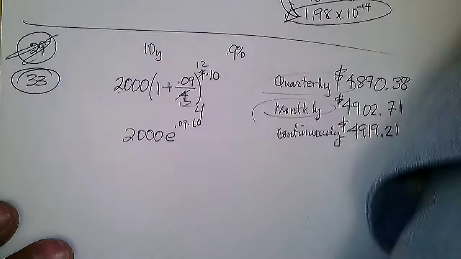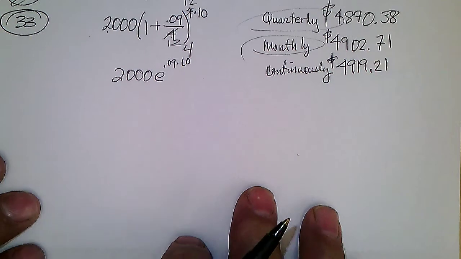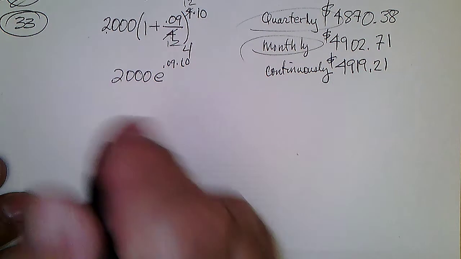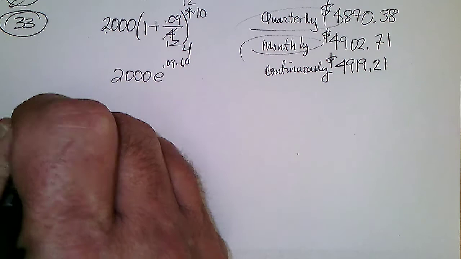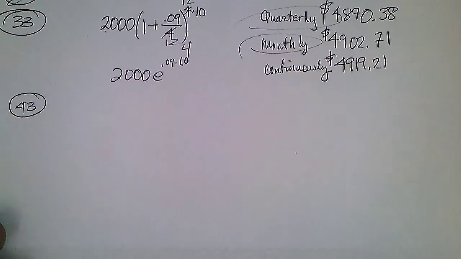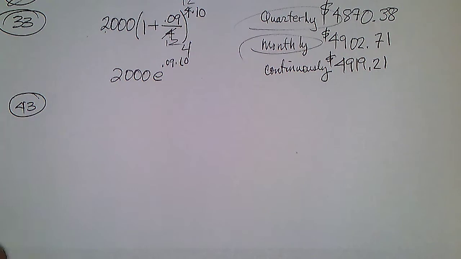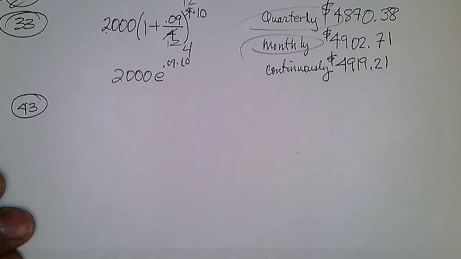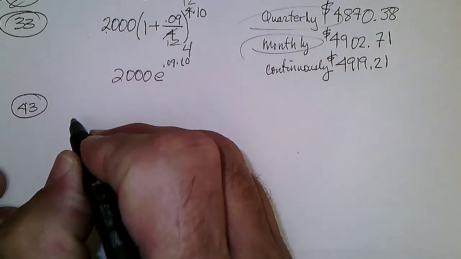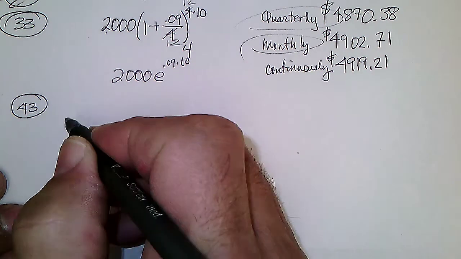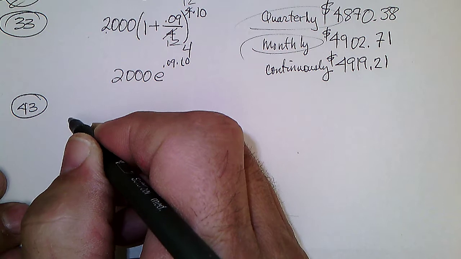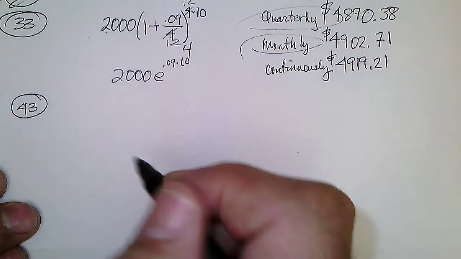Okay, now we're going to go to 43. 43 says a computer system costing $25,000 reduces the labor cost $7,000 a year for 5 years. Is it a good investment if the R is 8%? So let's see.